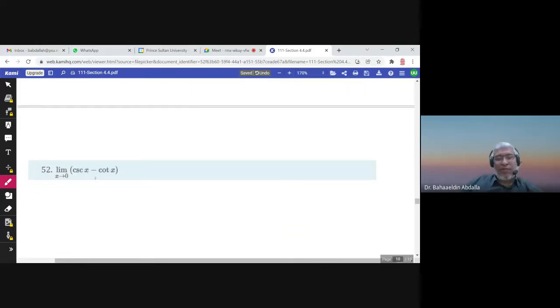Cosecant 0 is 1 over sine 0. 1 over 0 is infinity. Cotan 0 is cosine 0 over sine 0. 1 over 0, which is infinity. So what to do here? I have trigonometric functions. What is the definition of cosecant? It is 1 over sine. And what is the definition of cotan? It is cosine over sine.